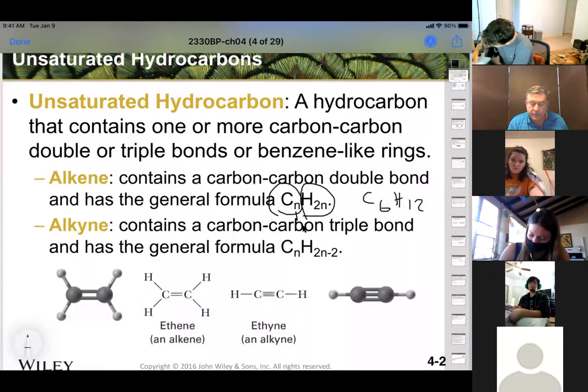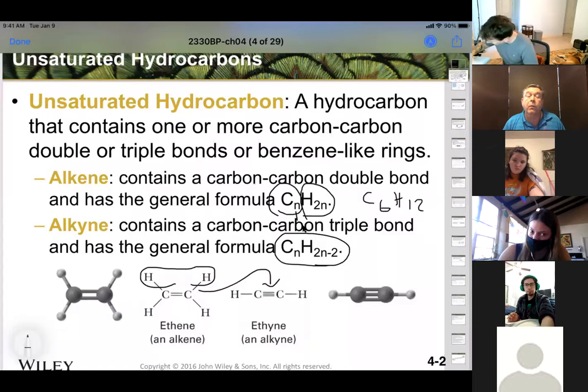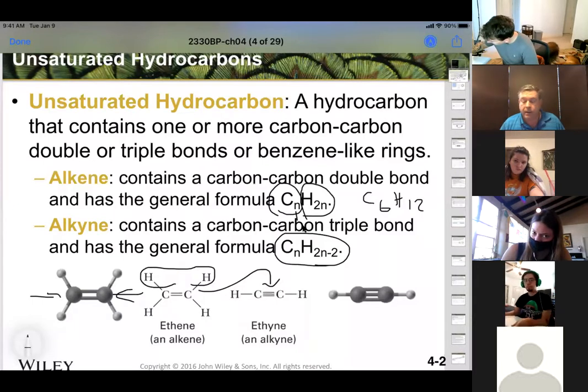For the alkyne, because you take 2 more hydrogens away to get to that third bond, to get to that triple bond, it's actually going to be 2n minus 2. Remember, the saturated is 2n plus 2. That's where you can add 2 hydrogens across here to give you your saturated hydrocarbon. So those are the general formulas for alkenes and alkynes.